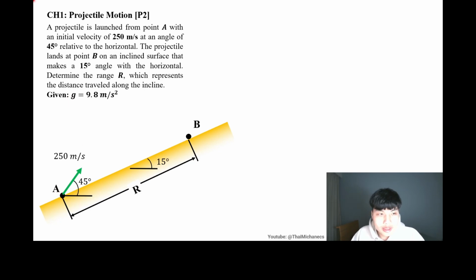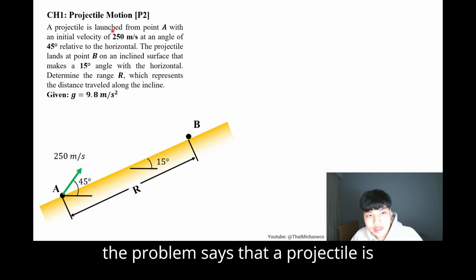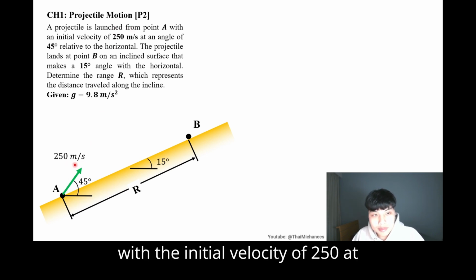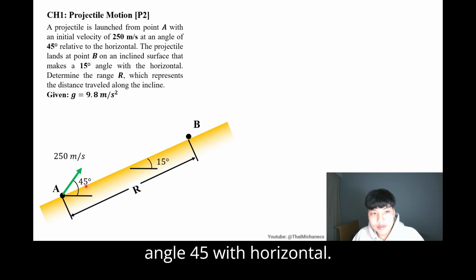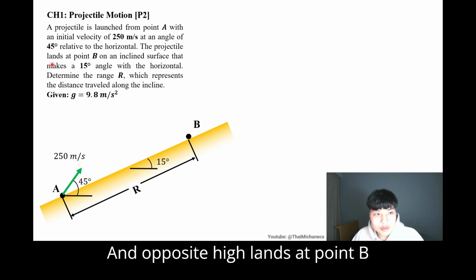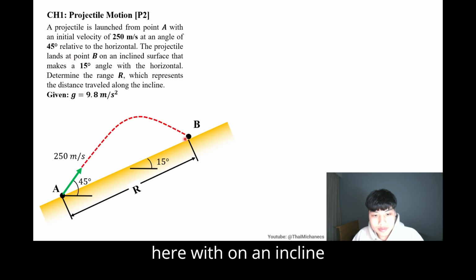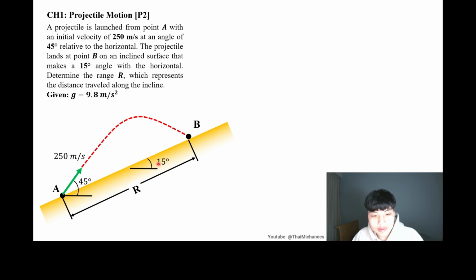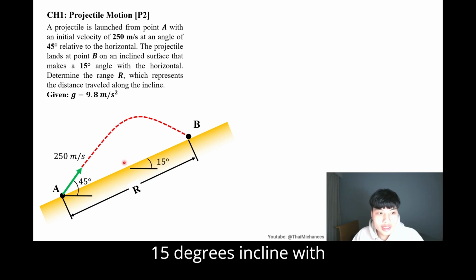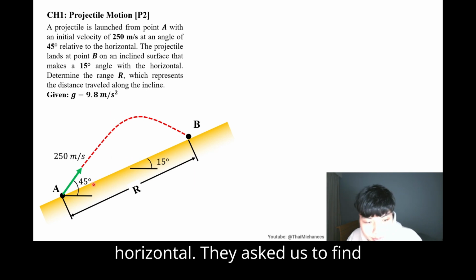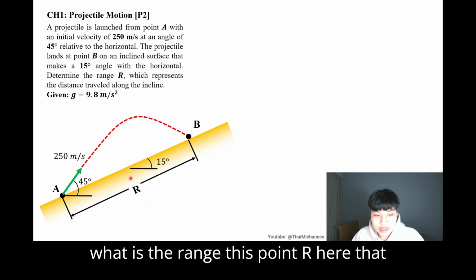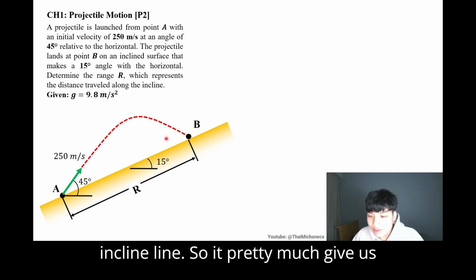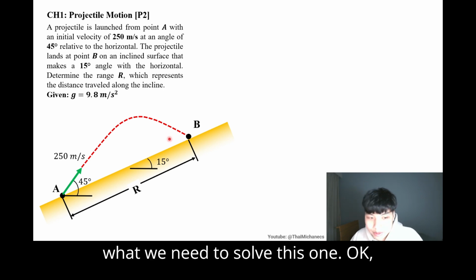The problem says that a projectile is launched from point A here with an initial velocity of 250 at an angle of 45 degrees with the horizontal, and the projectile lands at point B here on an inclined surface. That incline is 15 degrees with the horizontal. They asked us to find the range, this point R here, which represents the distance traveled along the incline line. So it pretty much gives us what we need to solve this one.